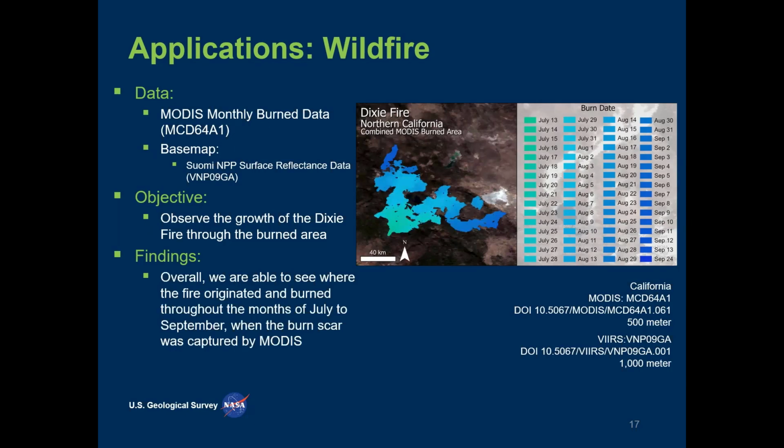The fire was not actually large enough to be observed by MODIS during October, but here we have a map of July, August, and September where we can clearly see where the fire began and how it moved as we go from light to darker shades.